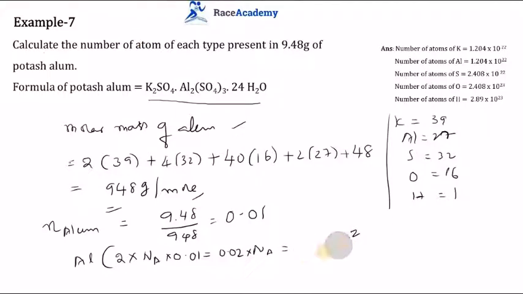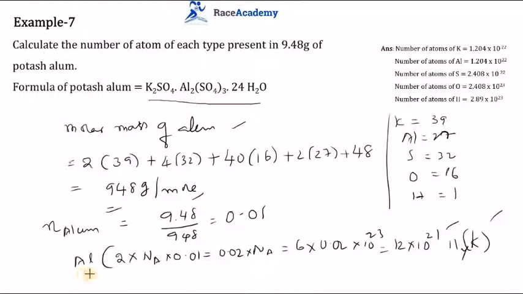Or else we can do one more type of calculation, taking Avogadro number approximately 6 into 10 to the power of 23, times 0.02. So 0.02 means 2 by 100. That will become 12 into 10 to the power of 21 atoms of aluminum. Similarly, potassium atoms also have the same number.